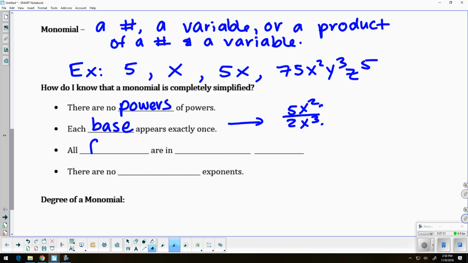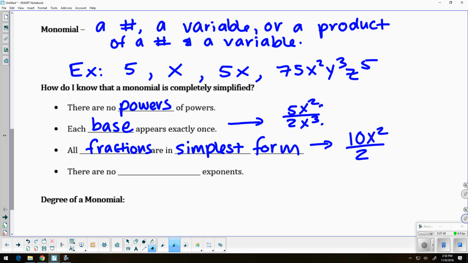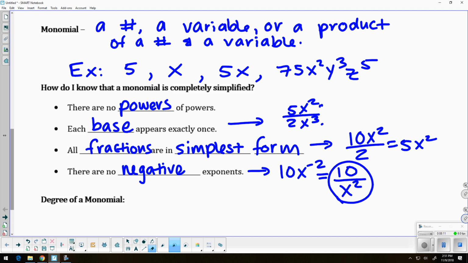You want to make sure that all fractions are in simplest form. Okay, so basically make sure it's fully reduced. So as an example, don't leave something like 10x squared over 2. You can actually reduce that to get your answer of 5x squared. Okay, and our last bullet point, you want to make sure that there are no negative exponents. So if there's any negative exponents left in your answer, make sure you just make them positive. So don't leave your answer as 10x to the negative 2. Instead, your answer would be 10 over x squared. That'd be your final solution.